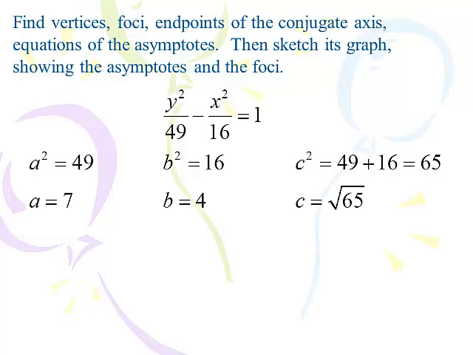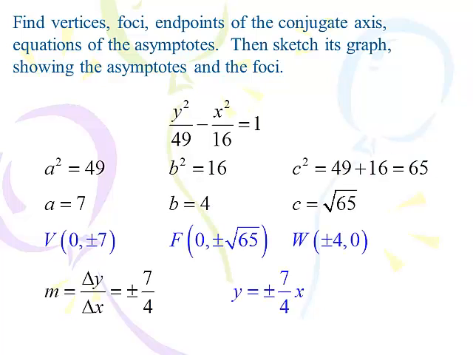So my vertices are going to be 7 units from the center. The endpoints of my conjugate axis will be 4 units from the center. And my foci will be the square root of 65 units from the center. Since the center is at the origin, I'm going to go up and down to find my vertices. So 0, plus or minus 7 is my vertices. The foci are going to be on the same axis or the extension of that axis: 0, plus or minus square root of 65. The endpoints of my conjugate axis are going to be plus or minus 4, 0.